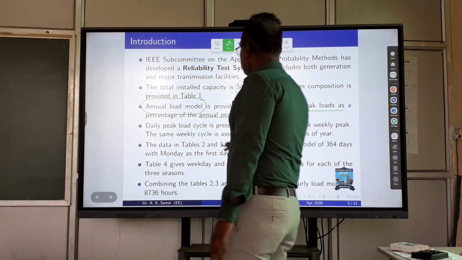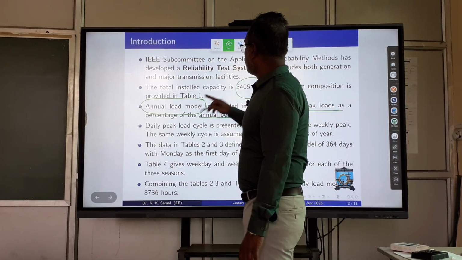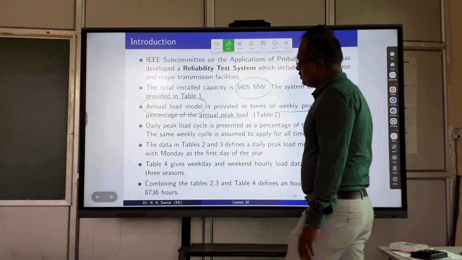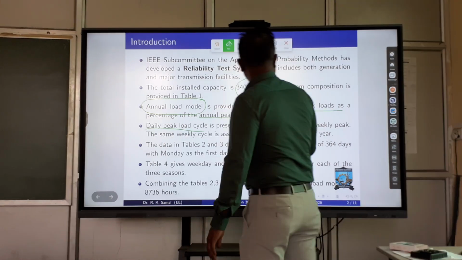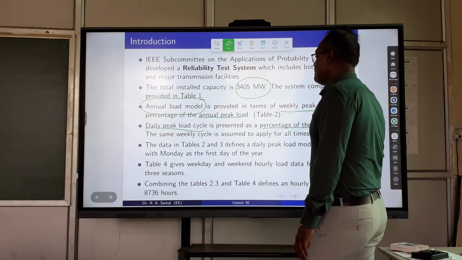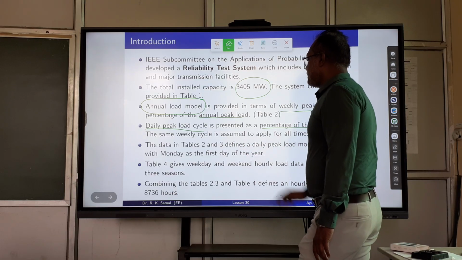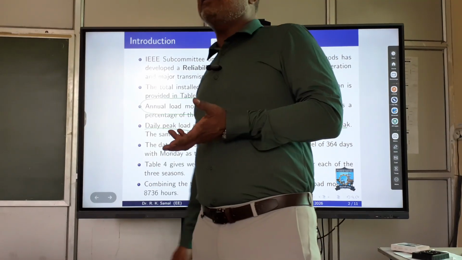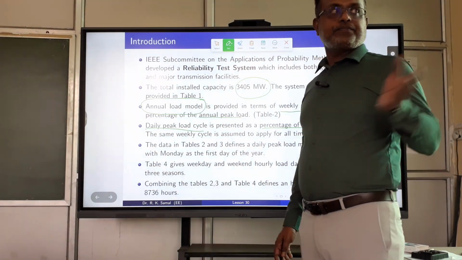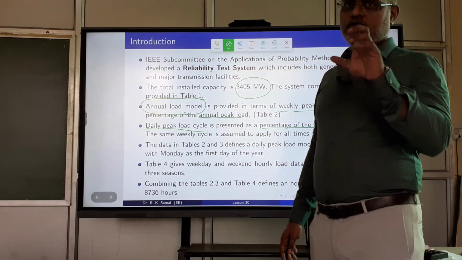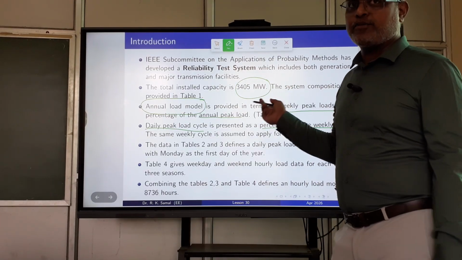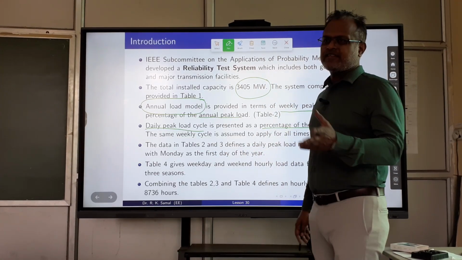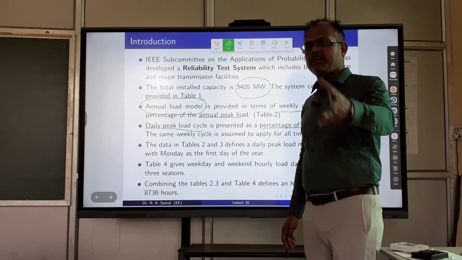Just mentioning the annual load model: you have weekly peak load as a percentage of annual peak load, and daily peak load as a percentage of the weekly peak. Tables 2 and 3 here represent the appendix of our textbook, Reliability Evaluation of Power Systems, by Billinton and Allan. They have provided the details, and these tables correspond to those. Excel and text versions are also available on the internet.